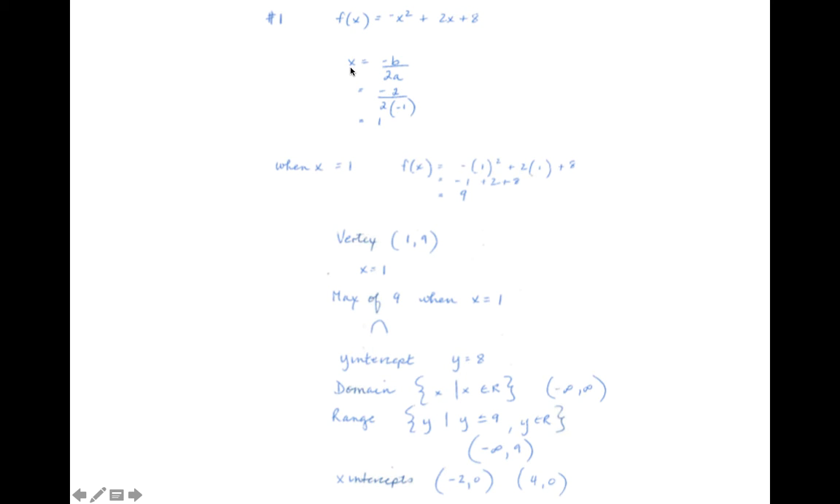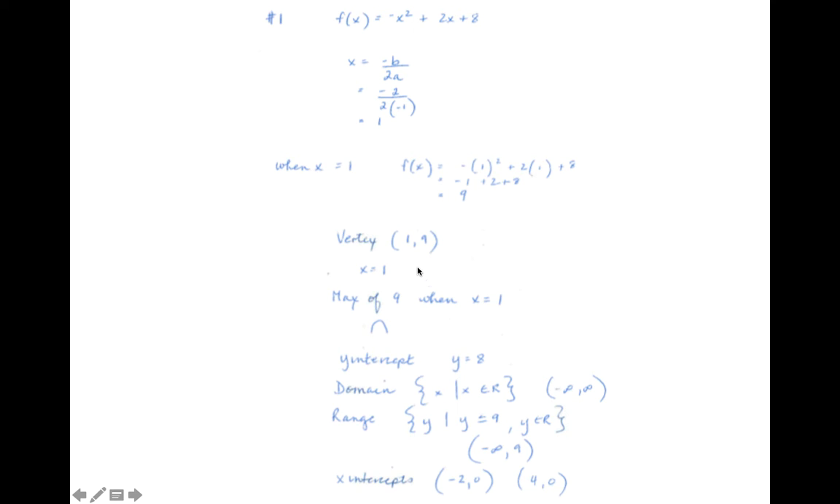So first of all, your vertex, we're going to find that x is equal to negative b over 2a. So we take the b, which is 2, turn it into negative 2, and we say 2 times the a, which is negative 1. When we simplify this, we're finding that it is a 1. Once we know that x is a 1, then we can plug it back into our equation in the spots where we see x and calculate it. Turns out that it's 9. So my vertex is (1, 9).